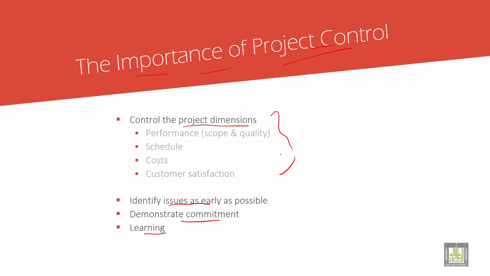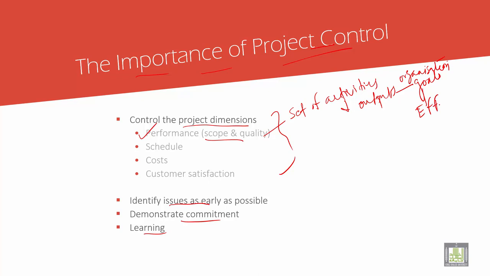Here the first one is performance. So what is performance? Actually, here it talks about scope and quality. It is a process of ensuring the set of activities and outputs meet the goals, that is, organization goals, in a very effective and efficient manner.